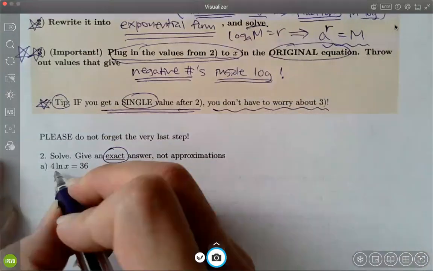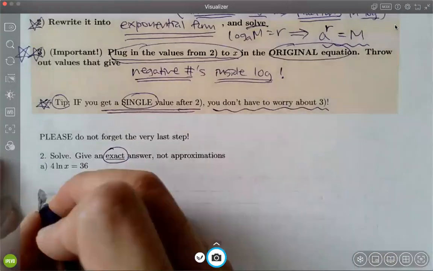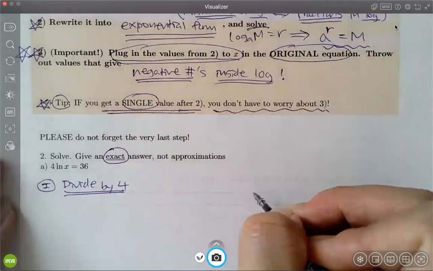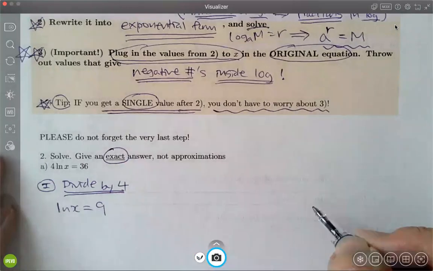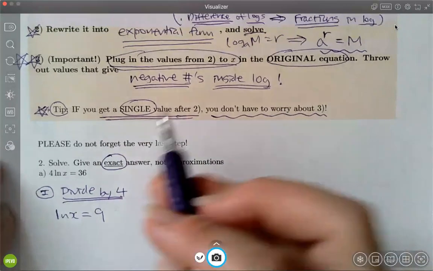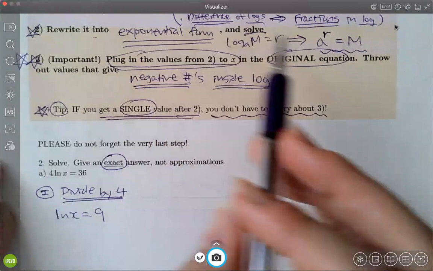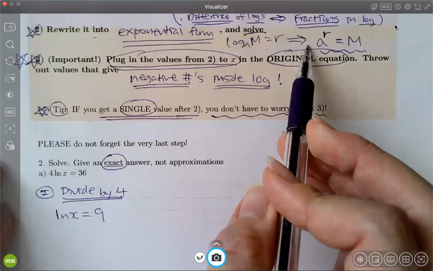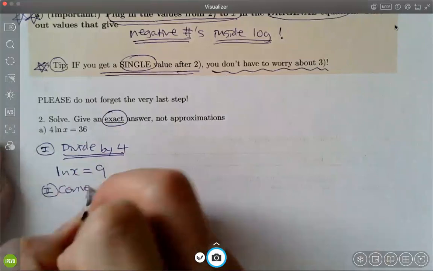So how do you remove this 4? Divide it, right? Okay. So step number 1. Divide by 4. Okay. So what do you get? ln x is equal to 9, right? Okay. And now step number 2. Convert this into exponential form. And what does that mean? We just use this fact, right? Base goes to the base and then result becomes the exponent thing. Okay, so let's convert this into exponential.